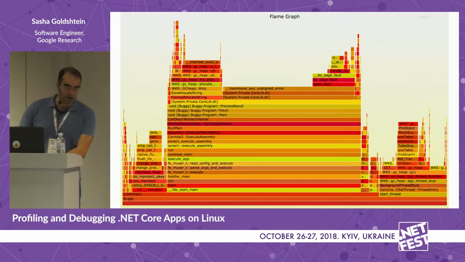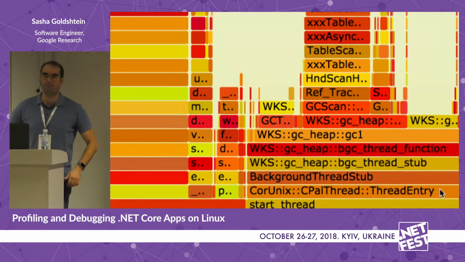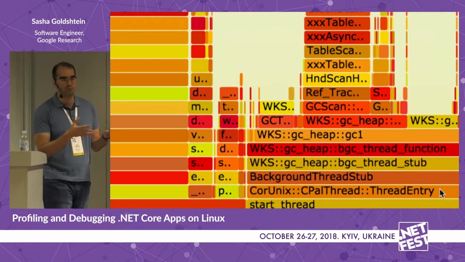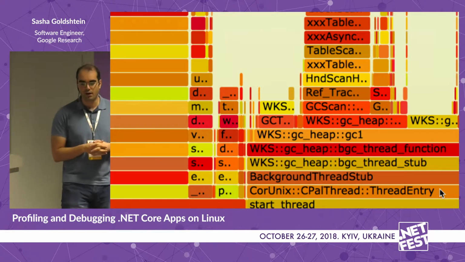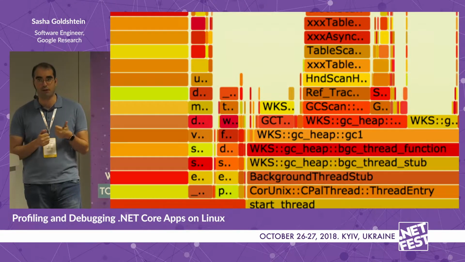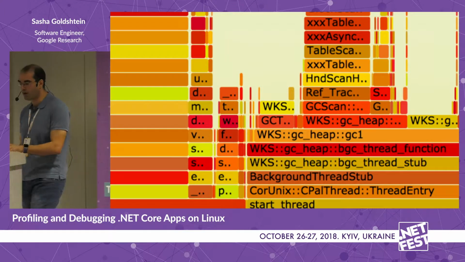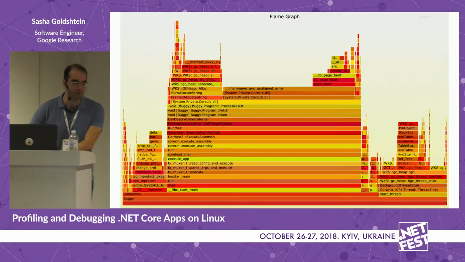But actually, if you look at this tower to the right, there's also some stuff which is not in the same stack, looks slightly different. And this is the garbage collector thread. BGC is background garbage collection. So this is a GC thread running GC in the background while your application is also doing work.